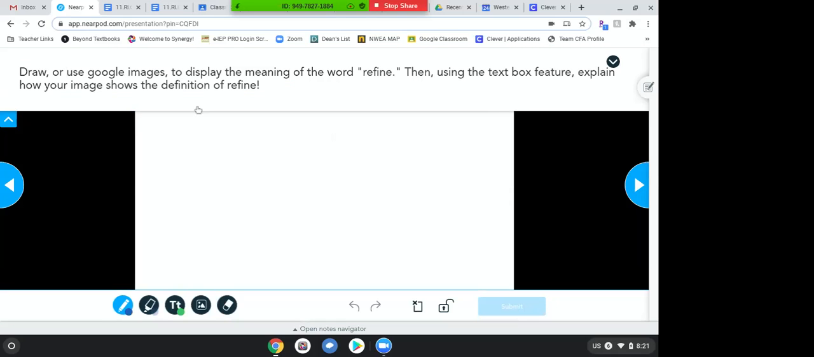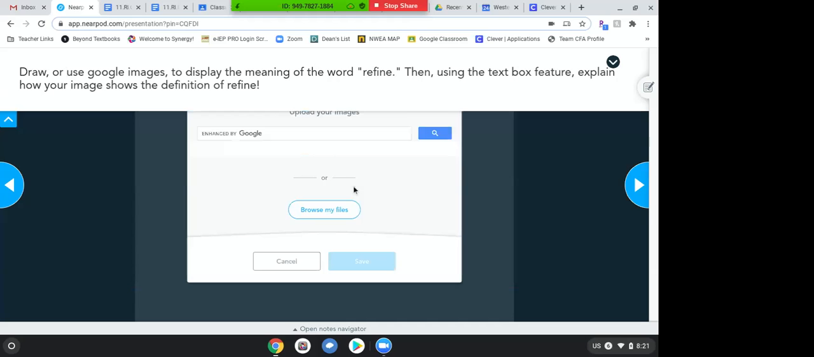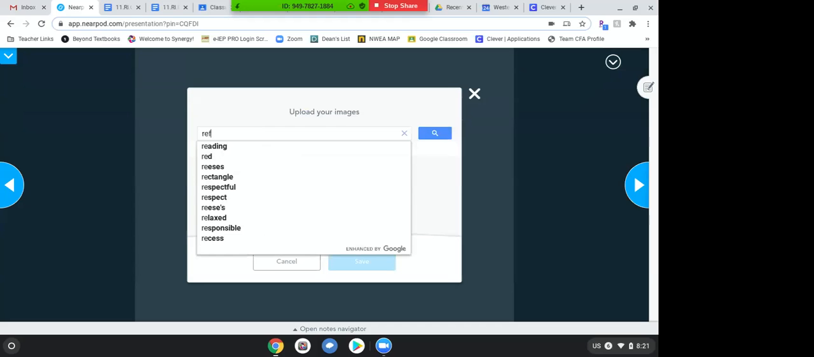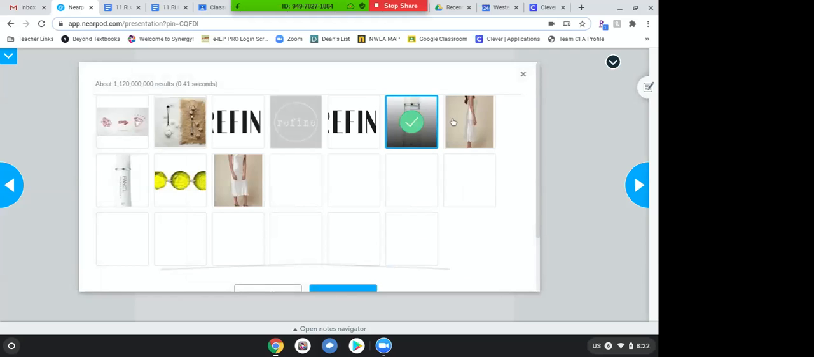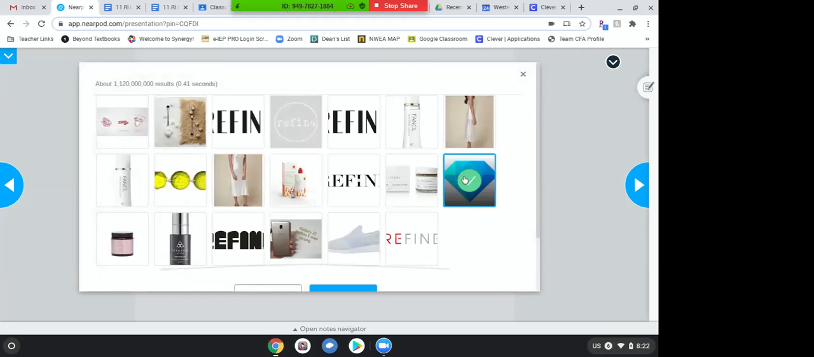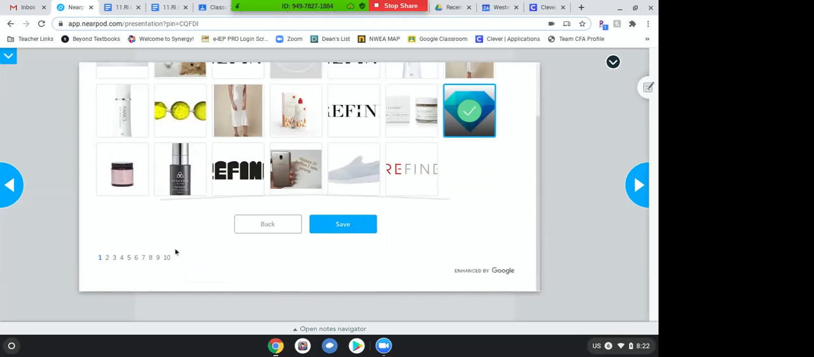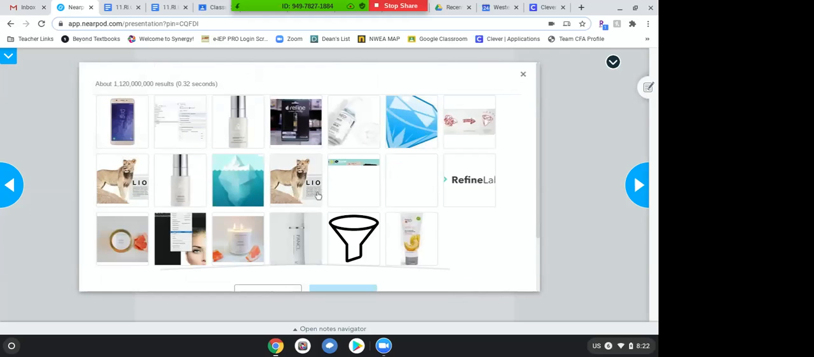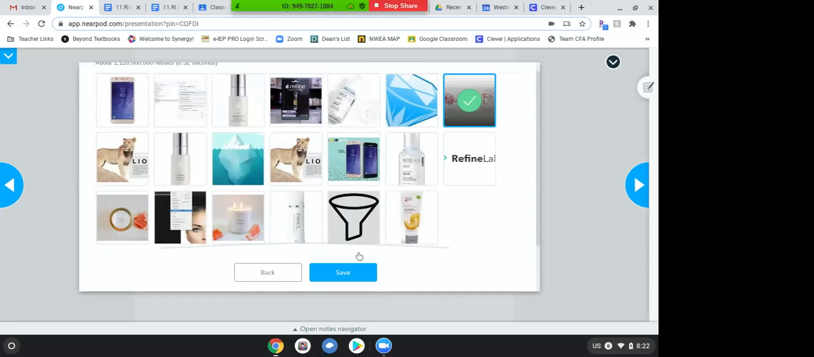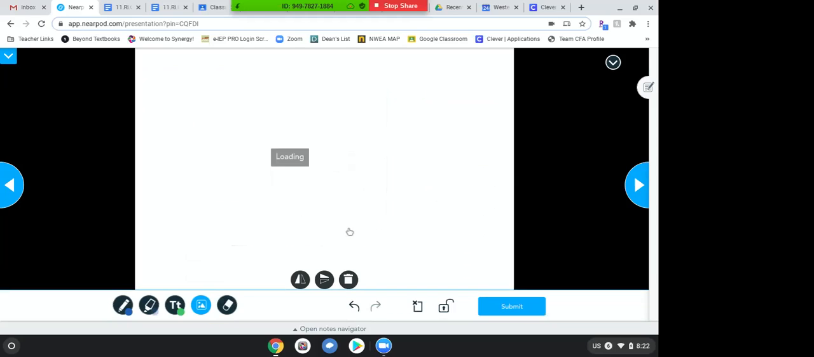Okay, so for here we are going to Google image the word refine, or draw it if you are good. Refine is incredibly important for this particular standard, as we use refine to make things more precise. And that's what I really want to show, if I can, through these images. I do like the diamond image just because it does go through quite a refinement process. Maybe I'll do that. Yes.